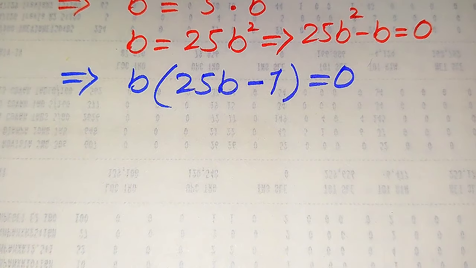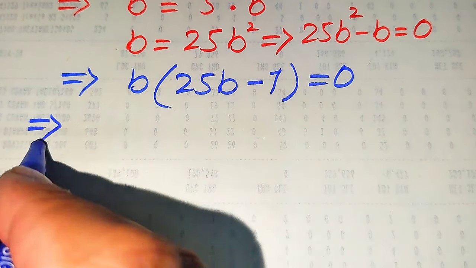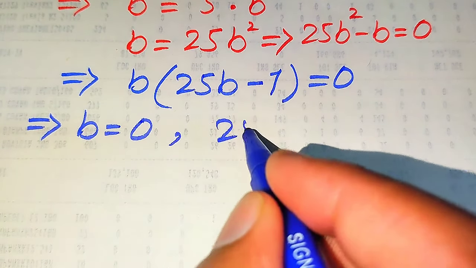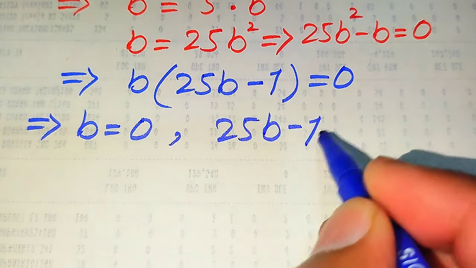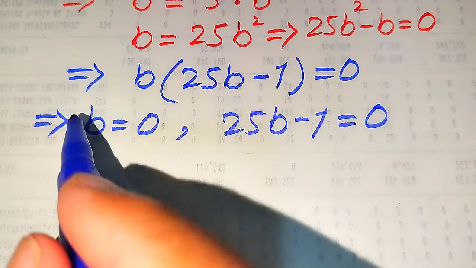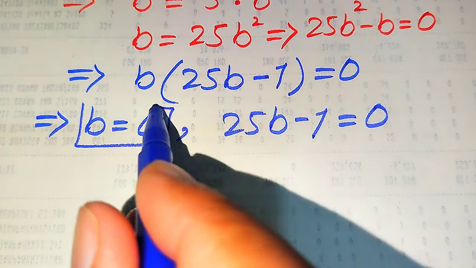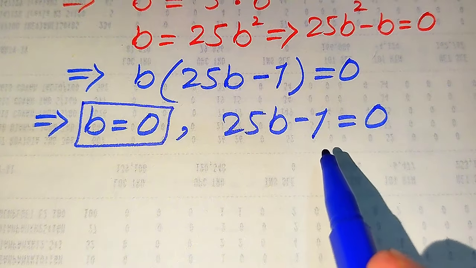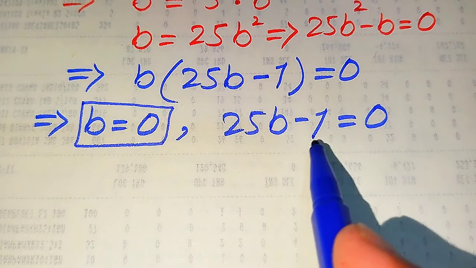So in the next step, we divide this equation into two cases. The first case is we write b is equal to 0, and the second case is we write 25b minus 1 is equal to 0. So this is our first root of the given equation, which we get from the first method. And now in order to find the other root, we need to solve this equation.